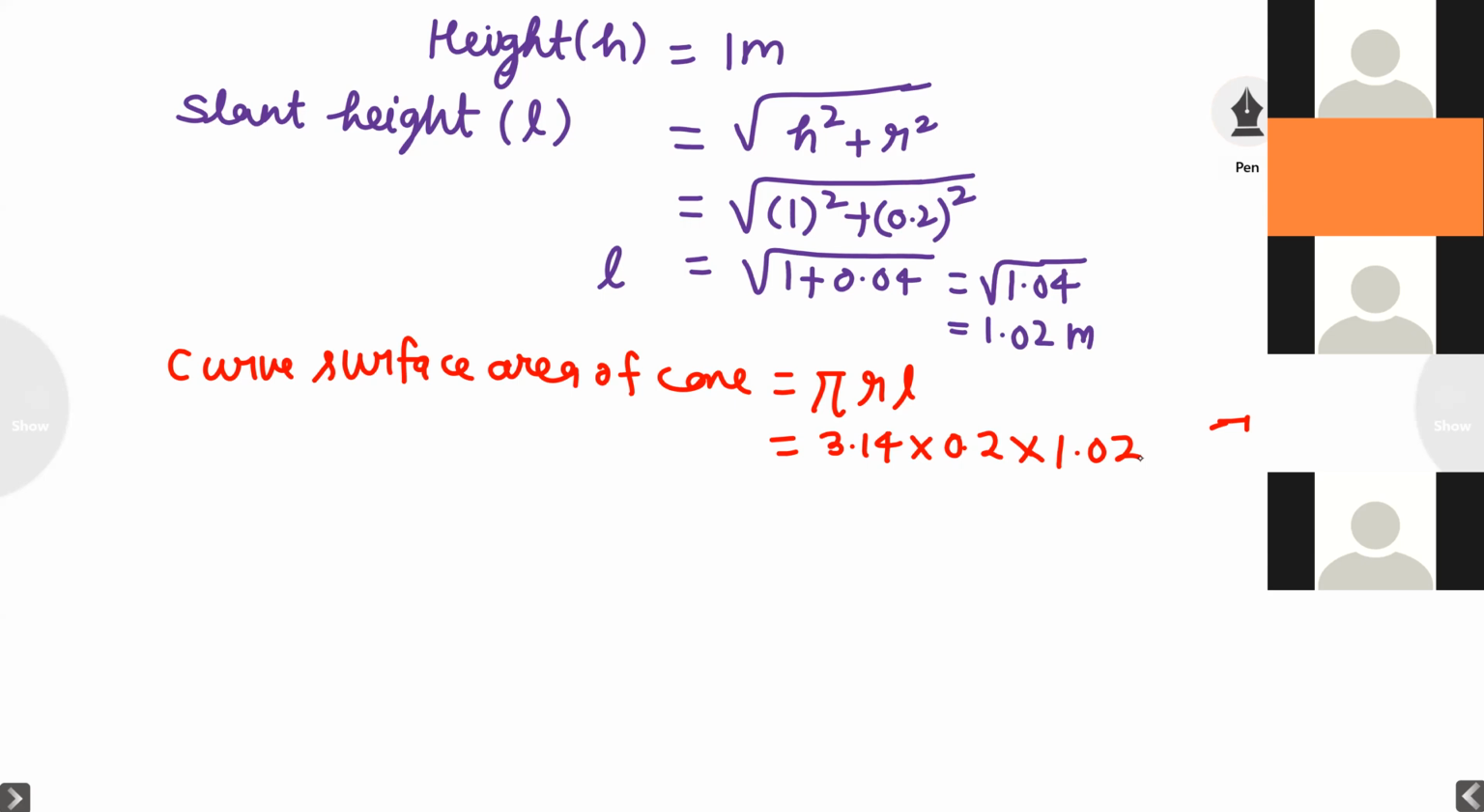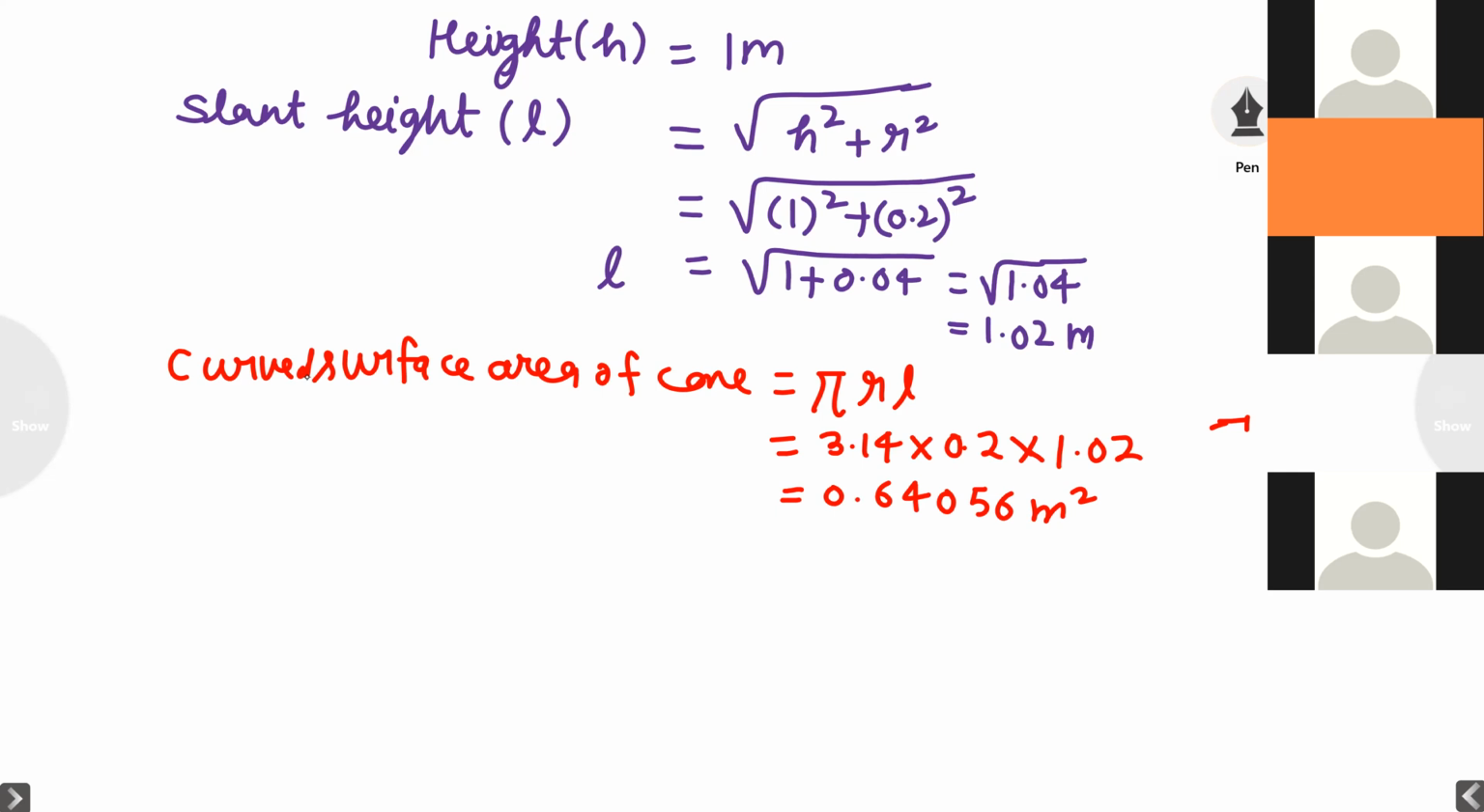In this question, students, I have already informed you, they will give in the examination what pi value you want to take. Pi value in this question, he has given 3.14. 3.14 into 0.2 radius into slant height 1.02. After calculation we are getting 0.64056. Curved surface area we got it, 0.64056 meter square.